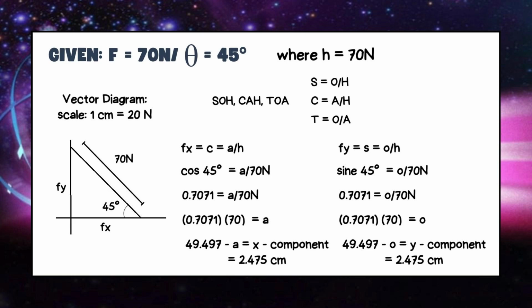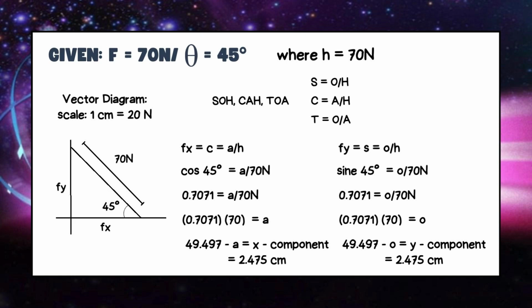Tapos, sa kabila naman is equal to a kasi yun yung hahanapin natin, yung adjacent over 70 Newtons. So, para makuha natin, ililipat natin 70 Newtons sa kabila. So, magiging times siya. 0.7071 times 70 is equal to a, which is the adjacent or x component. Ang sagot is 49.497. Tapos, para naman makuha ang Fy or y component, gagamit naman tayo ng sine.